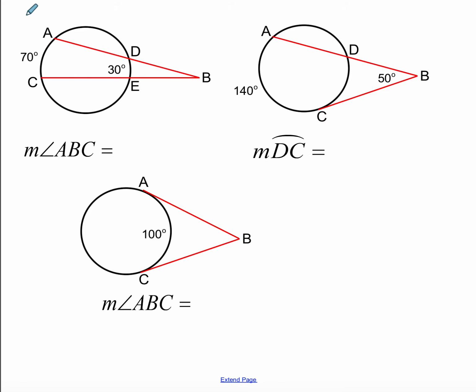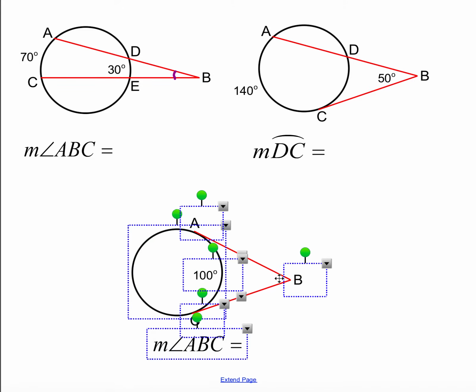All right, this first one is asking for the measure of angle ABC. That's this angle here. And what we have is two secants. These are two secants because they're two lines that are going through a circle. And what we know, I'm going to try and move this one down here.